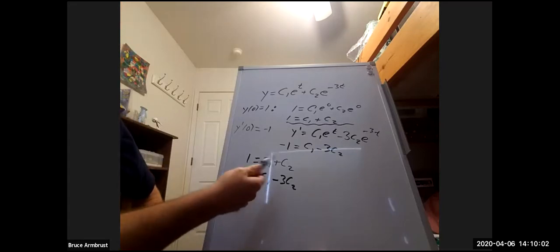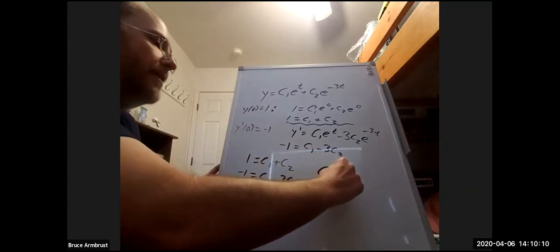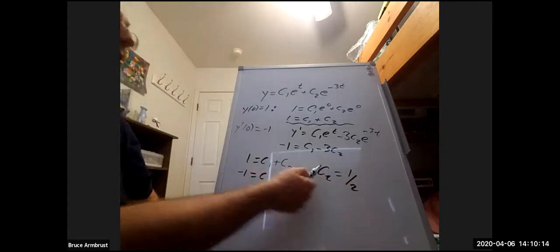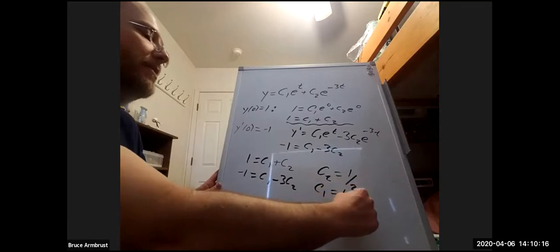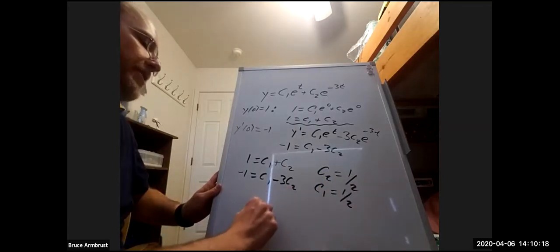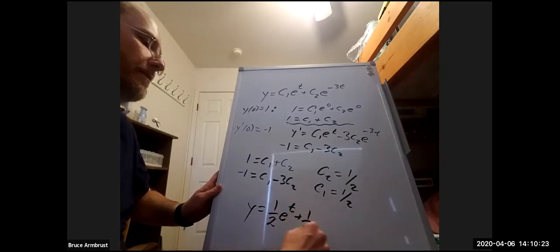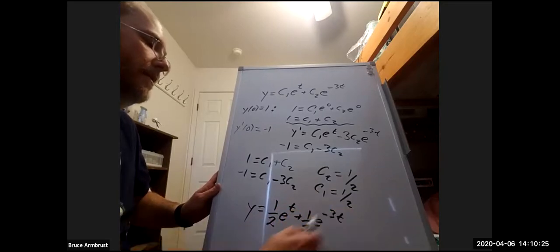All right, well, we can go ahead and solve this. It's not too hard. Subtract the bottom one from the top, say. You're going to get 2 is equal to 4C2, and we end up with C2 is equal to 1/2. And then once we know that, C1 is also equal to 1/2. So the solution to this initial value problem is y equals 1/2 e to the t plus 1/2 e to the minus 3t.